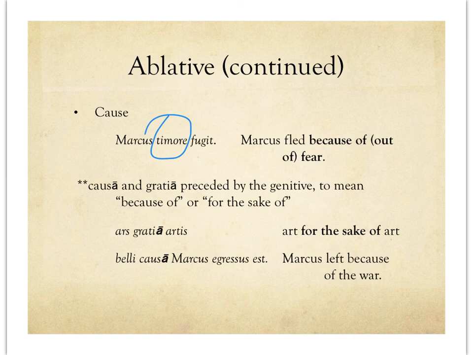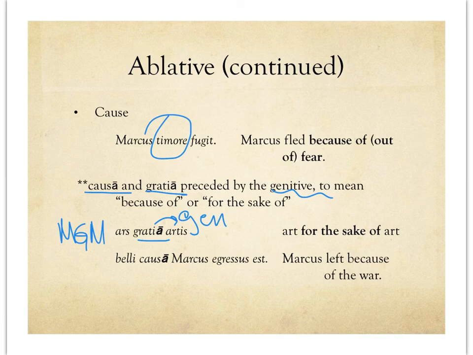One final thing related to cause are these words causa and gratia. So causa means cause or reason, gratia means favor or thanks, but they are sometimes preceded by the genitive to mean because of or for the sake of. So if you know the MGM logo with that big lion, ars gratia artis, it really should be ars artis gratia, but it means art for the sake of art. So here's our gratia in the ablative, here is our genitive that goes with it. It acts almost like a preposition.